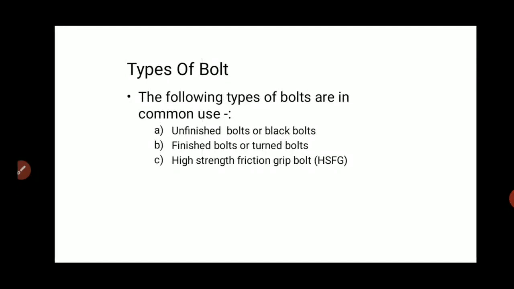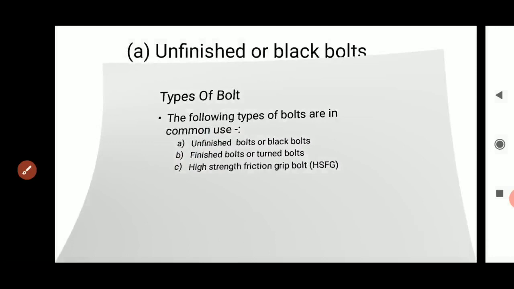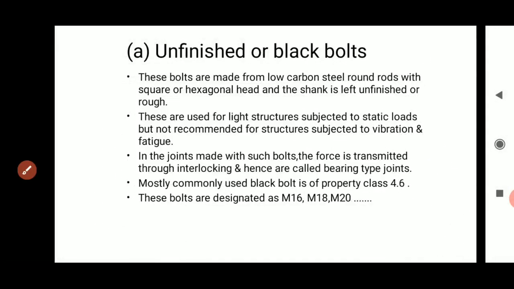Then next we will learn about types of bolt. There are three types of bolt which are commonly used. The first one is unfinished bolt or black bolt, the second one is finished bolt or turned bolt, and the third one is high strength friction grip bolt or HSFG bolt. First we will see about unfinished or black bolt.